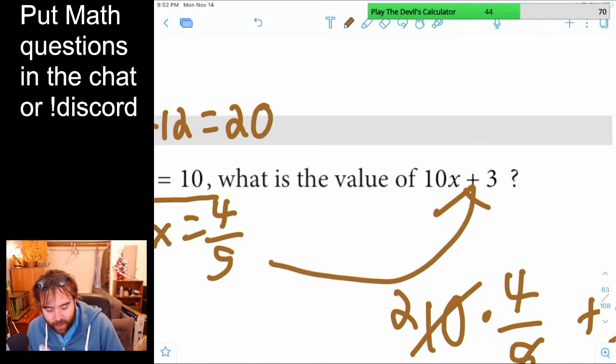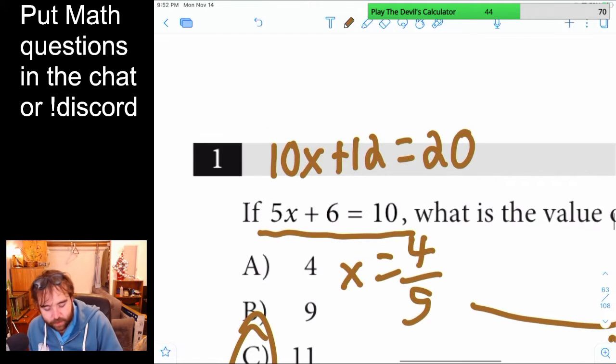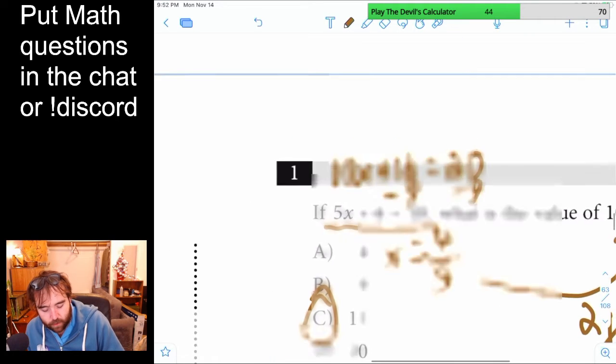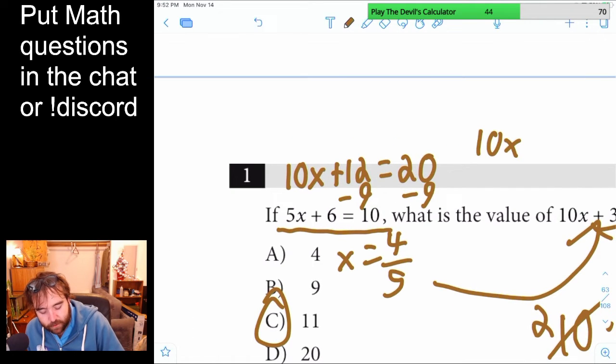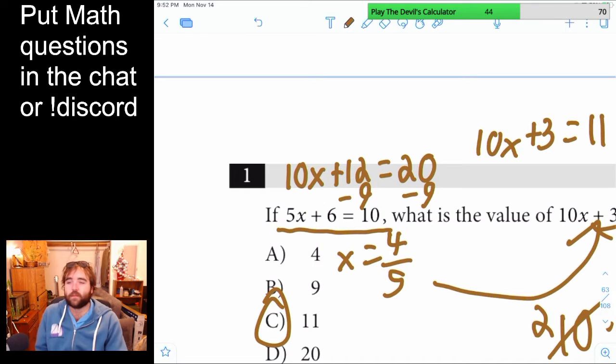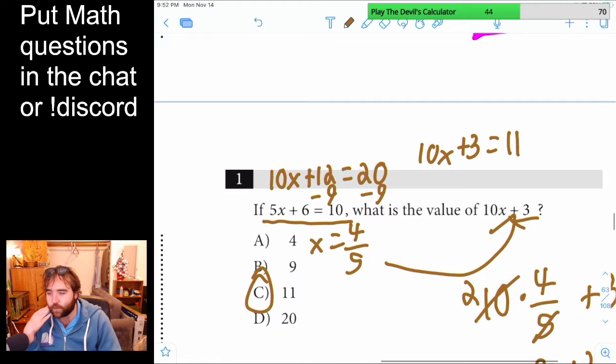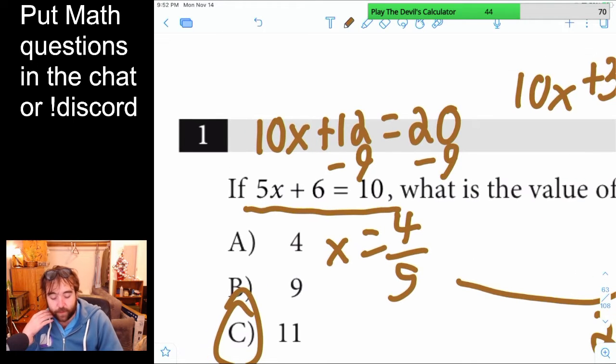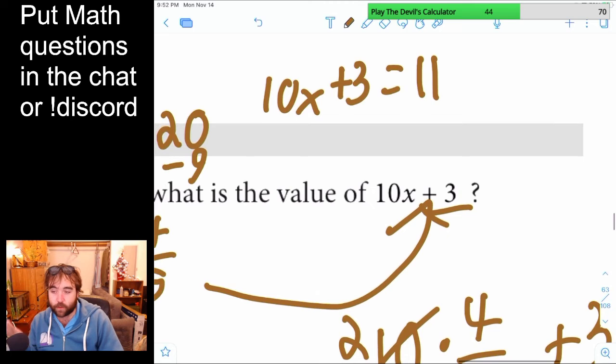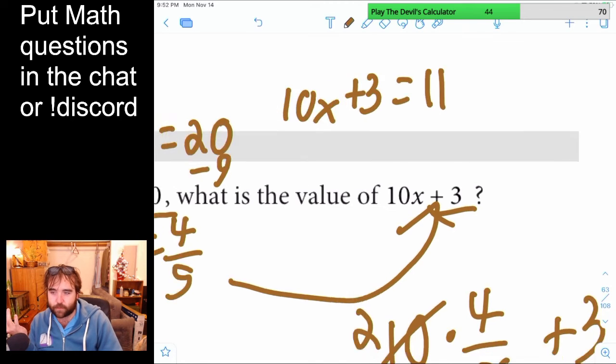Well, I have the 10x. I just have to make that a plus 3. Right now I have a plus 12, so I've just got to subtract 9 from both sides. And then look at what you get: 10x plus 3 equals 11. So you just go directly to your answer. We never even found out what x was. We didn't need to, because we just started with what they told us and then built this new thing.